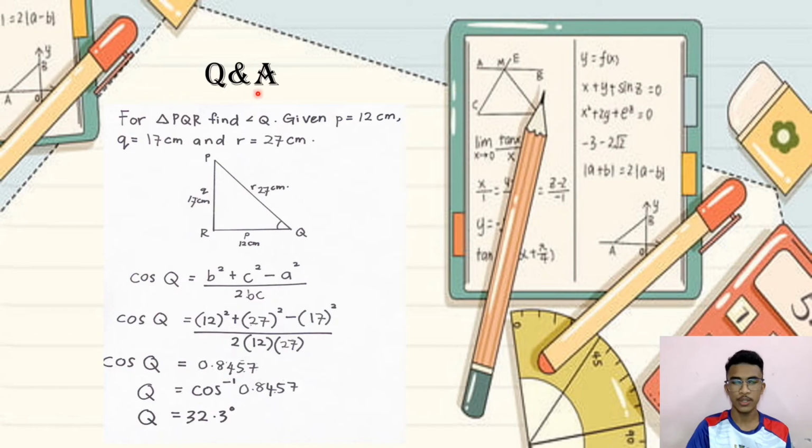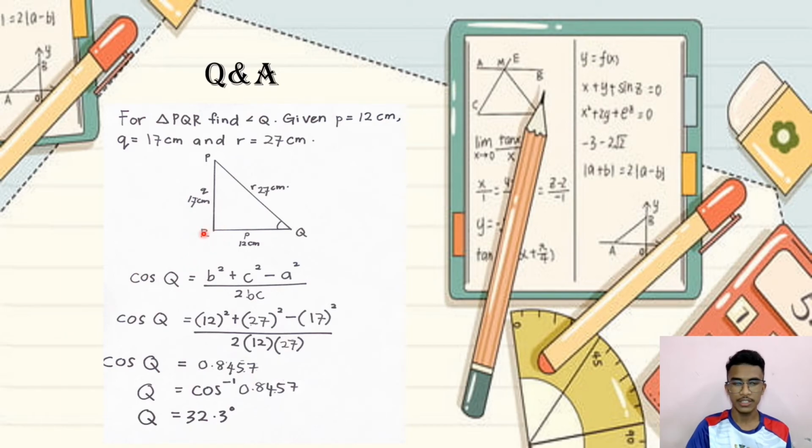Okay, last for Q&A. For triangle PQR, find the measure of angle Q. Given P equals 12 cm, Q equals 70 cm, and R equals 27 cm. From this question, I sketch the triangle, put the values and label Q, R, P.